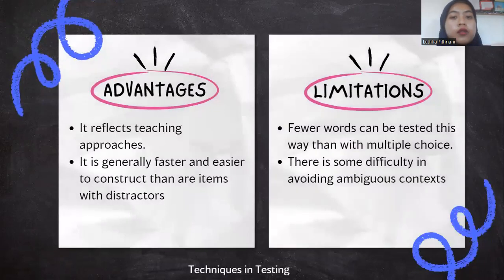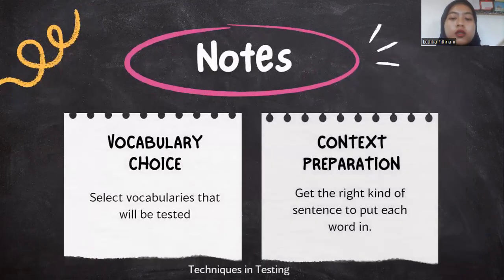The same as the previous types of vocabulary test, simple completion also has advantages and limitations. The advantages of simple completion include: it reflects teaching approaches, and it is generally faster and easier to construct than items with distractors. On the other hand, the limitations of simple completion include: fewer words can be tested in this way than with multiple choice, and there is some difficulty in avoiding ambiguous context. So that's about simple completion.